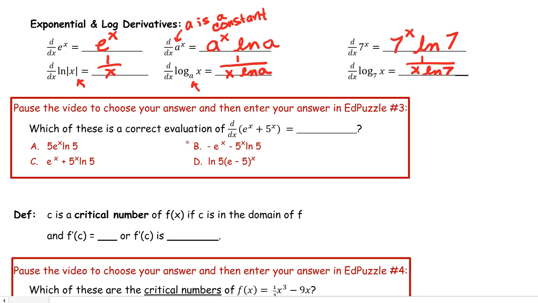Let's see if you can choose your answer here in Edpuzzle, and I'll be right back with you. The derivative of e to the x is e to the x, and the derivative of 5 to the x was 5 to the x times natural log of 5. So hopefully you chose choice C.